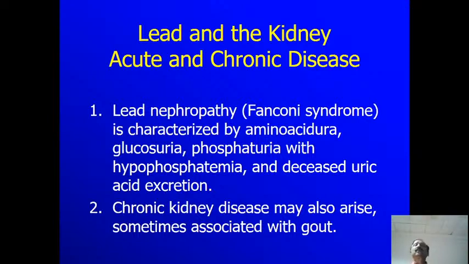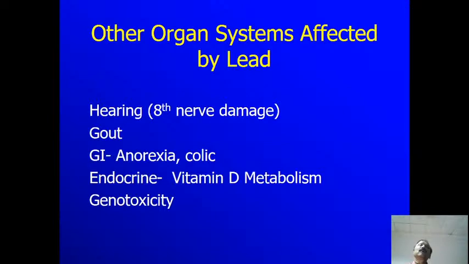Also, it can result in chronic kidney disease, and we already mentioned that uric acid excretion is poor. Once the uric acid excretion is poor, you can land up with gout. So gout is another problem which can occur in these patients. What about the other systems? The other systems involved include hearing, with eighth nerve damage which can take place. Gout we've already talked about.